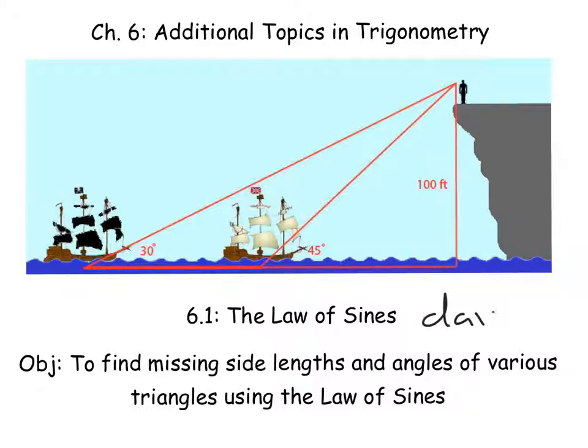As the name obviously suggests, Chapter 6 is just a few more topics in trigonometry. Law of sines, law of cosines. You'll probably find that you're pretty good at those and that they're somewhat familiar. And then the biggest topic for the rest of the way in Chapter 6 are vectors.